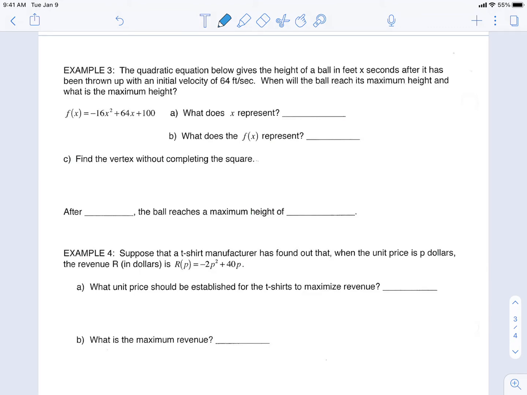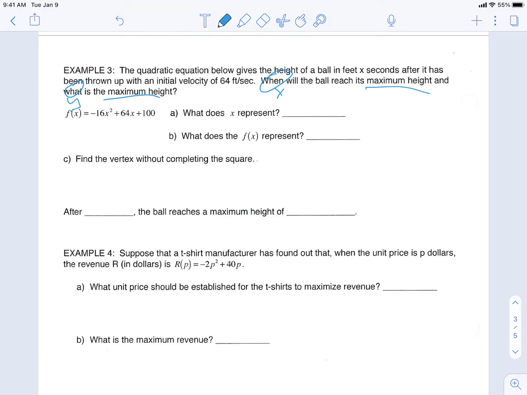Some real life applications. These are just kind of neat. And you know, if you're a physics person, then this hopefully will make a good connection. The quadratic equation below gives the height of a ball in x seconds after it has been thrown up with initial velocity of 64 feet per second. When will the ball reach its maximum height? And what is the maximum height? So the when is the x and the what is the y.